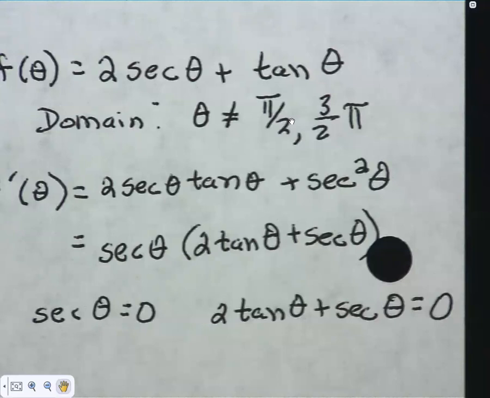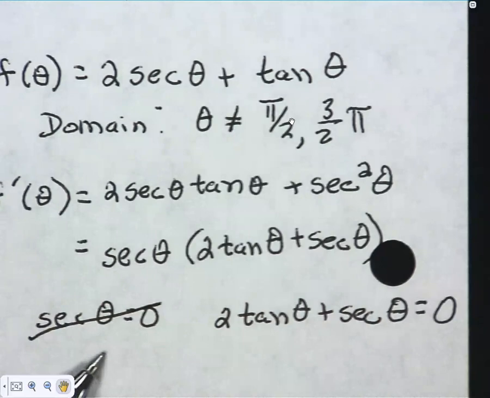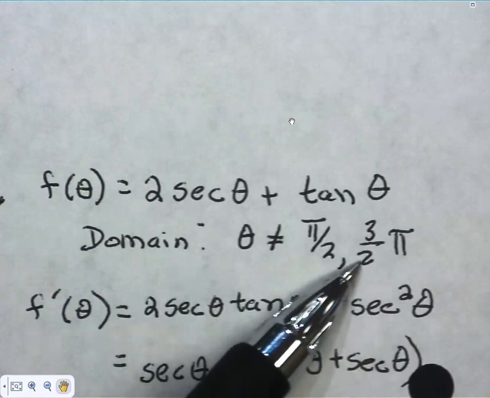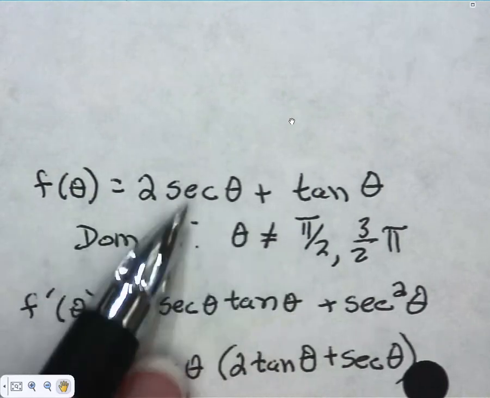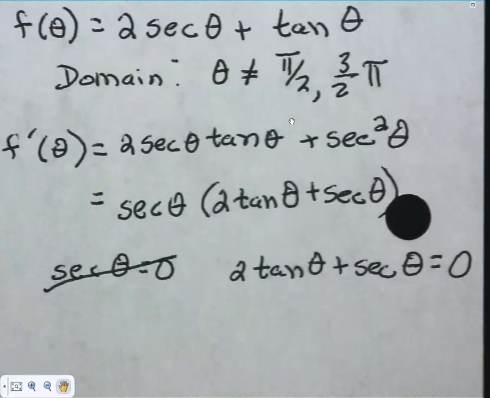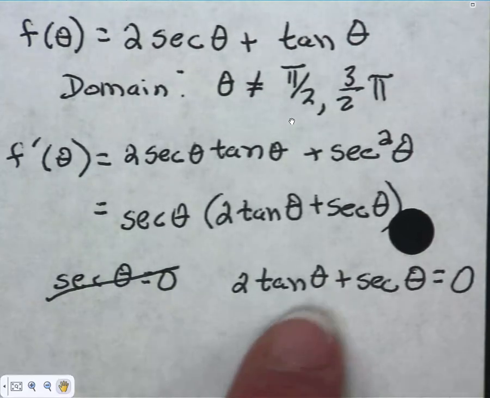Secant and cosecant don't have any x-intercepts. So what makes them 0? Nothing, because they don't have any x-intercepts. There's stuff that makes them undefined, but we've already eliminated those from the realm of possibility. We've already said cosine can't be 0, so nothing is going to make that 0 or undefined. What about this? How can we solve that?